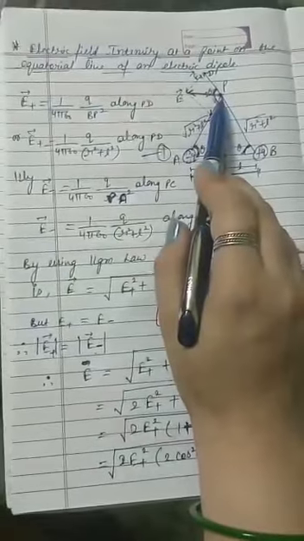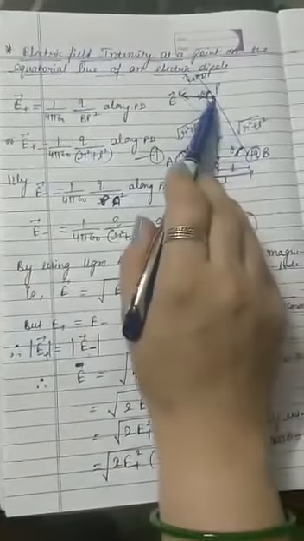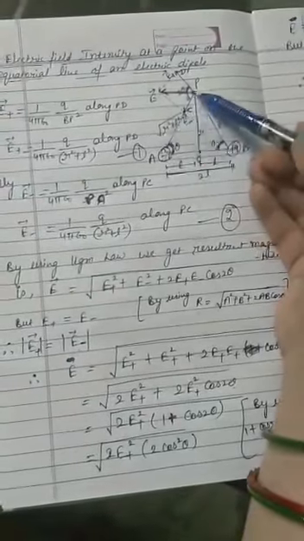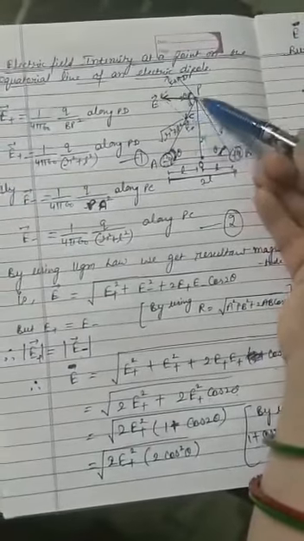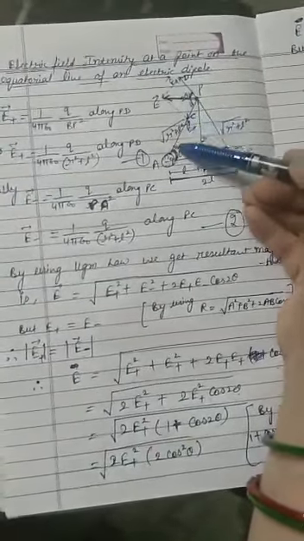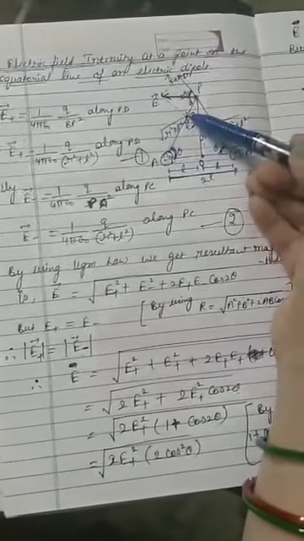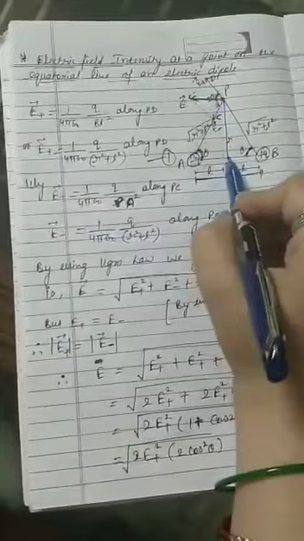Firstly, at point P, the intensity due to the positive charge will be directed along PD, outward due to the positive charge. Similarly, the intensity due to the negative charge, minus Q, will be directed along PC, because the negative charge will act inwards. Now let us consider that the distance of P from the midpoint O is R.